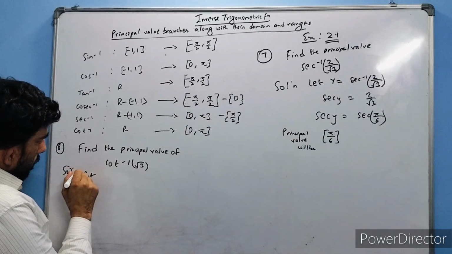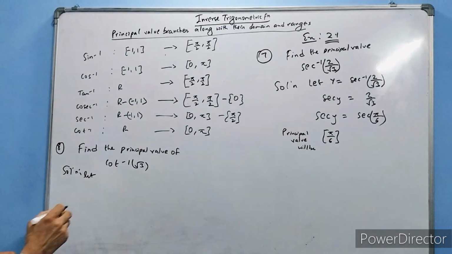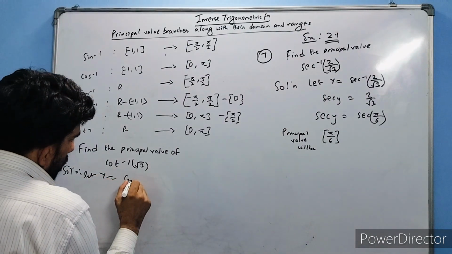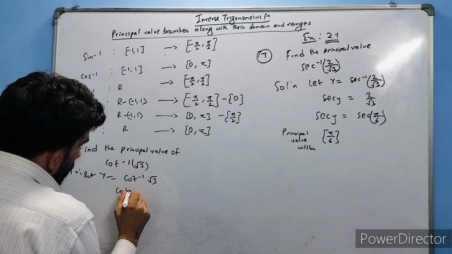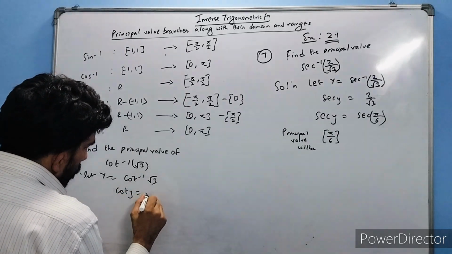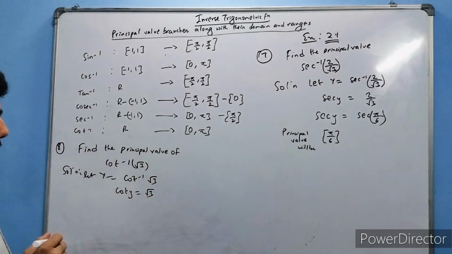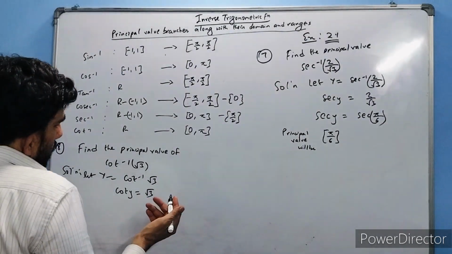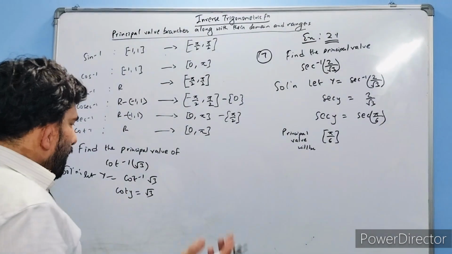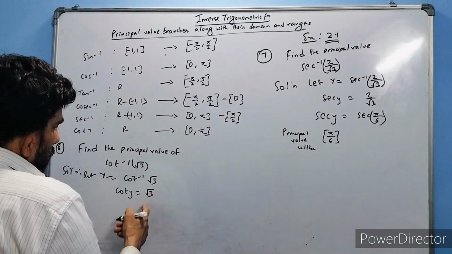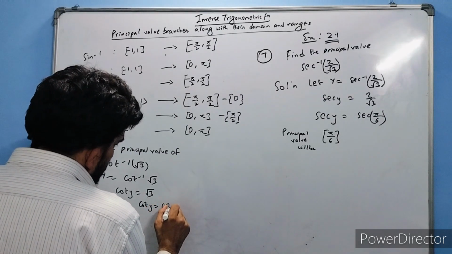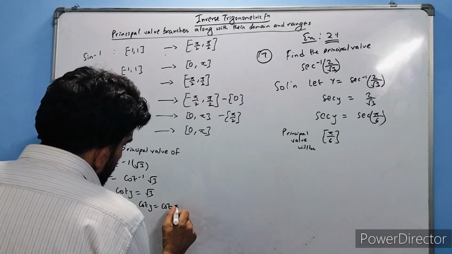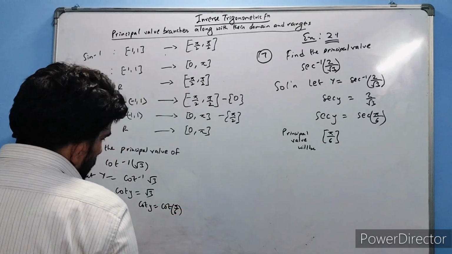Let's try to solve this. Let y is equal to cot inverse root 3. So cot y is equal to root 3. We have cot y is equal to root 3. So now we can say that cot y is equal to cot 30, that is pi upon 6.